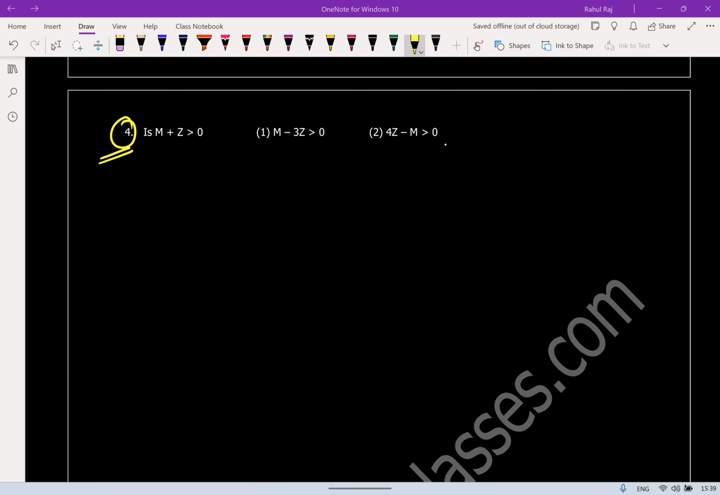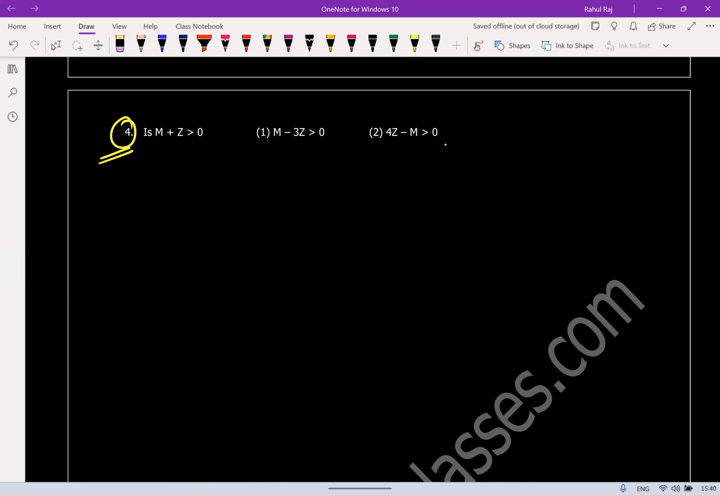So it says, is m plus z greater than 0? Simple logic. M plus z can be greater than 0 when both are positive. That's it. It's a confirmed condition. If I prove m is greater than 0 and z is greater than 0, I'm done. If I prove m is less than 0 and z is less than 0, I'm done. Simple, straightforward logic.